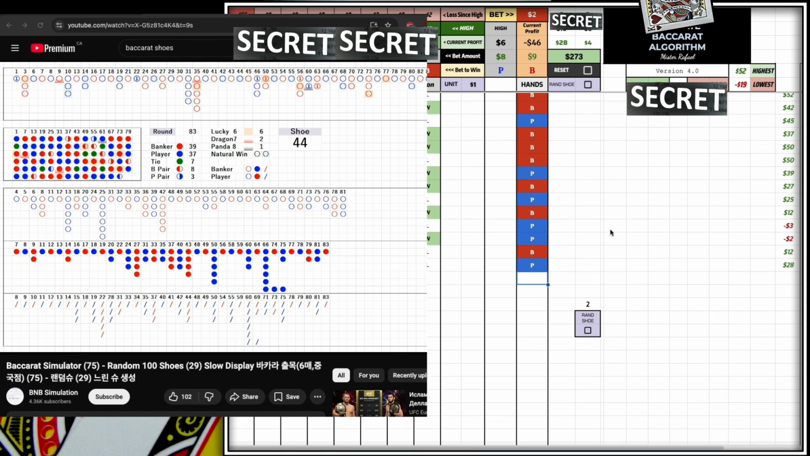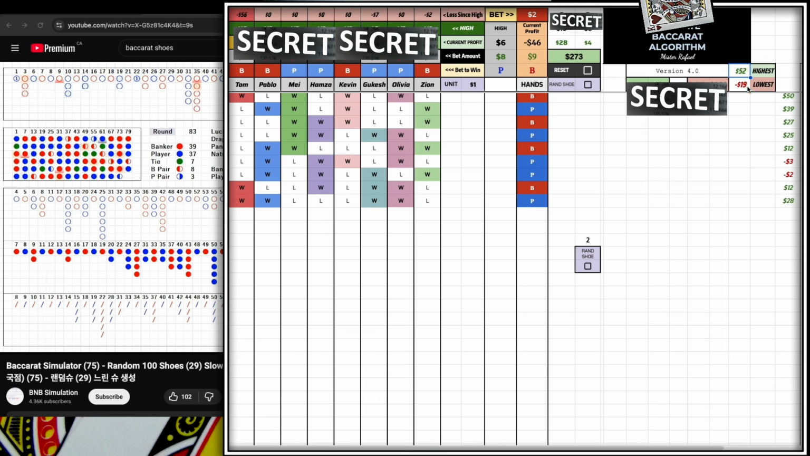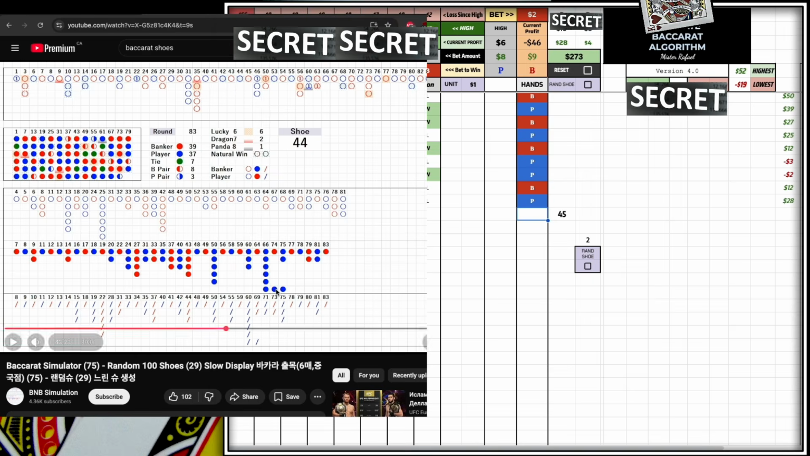All right. Highest profit, $52. Lowest, minus 19. Currently sitting at $28 in profit. Next bet, $2 on banker. Next shoe will be 45.